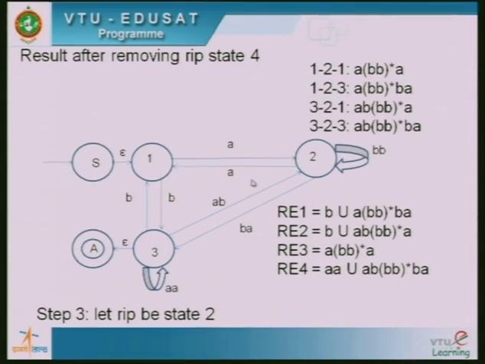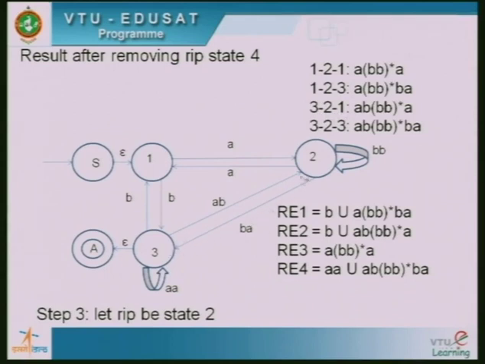Next, I am selecting state 2 as the RIP state. State 2 has to be removed. State 2 is connected to state 1 and state 3. So you have 1 to 1, with the transition A, BB star, and again A. In a similar way, from 1 to 3 you have A followed by BB star and then BA. Whatever the transitions are there, I have written here. Next, 3 to 1.